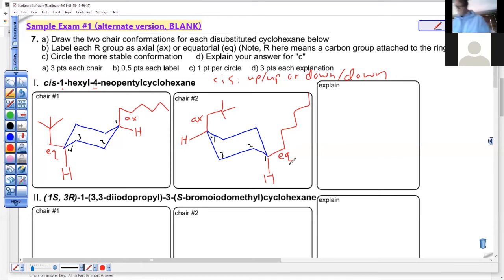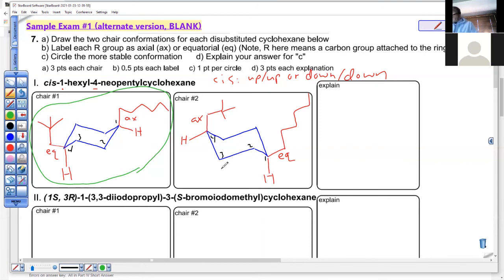Very good. And to answer the explain part, you get a point for circling that. And then you have to describe which group wants to avoid 1,3 diaxial repulsions. So if you're watching this video before you've even studied 1,3 diaxial repulsions, it's making no sense. But this group is a bulkier group. So when it's here, it's going to be real close to this H here, that's 2 carbons away, and this H that's axial here, also 2 carbons away.